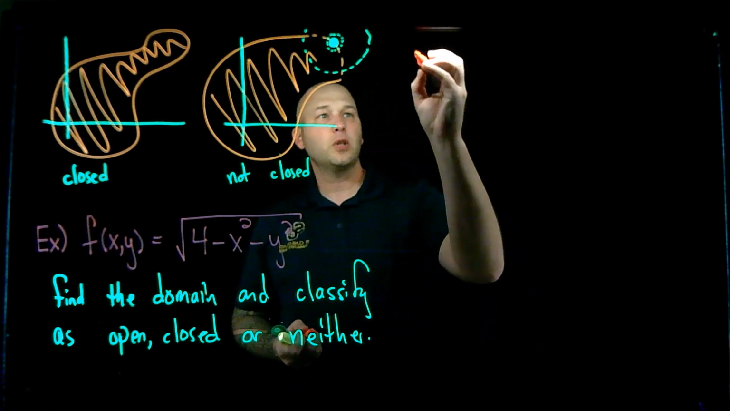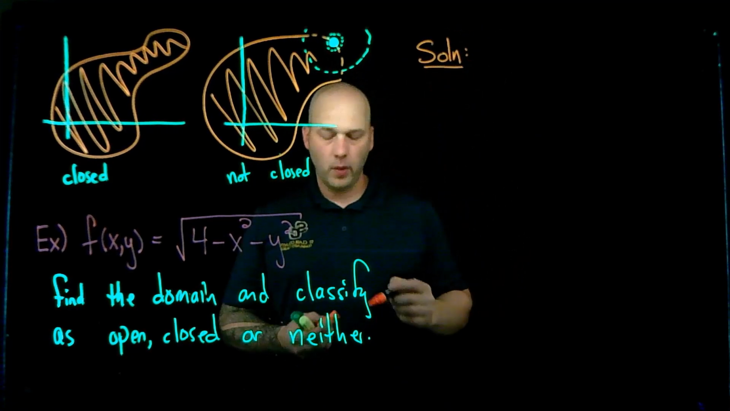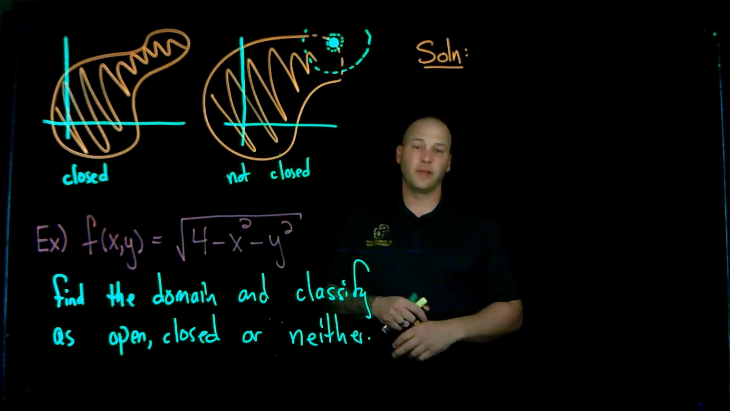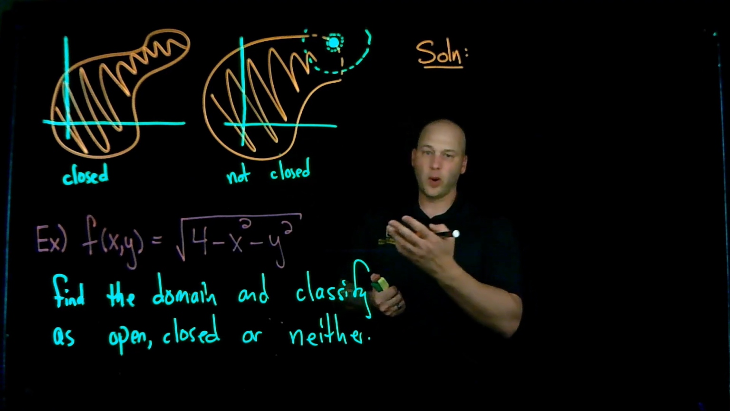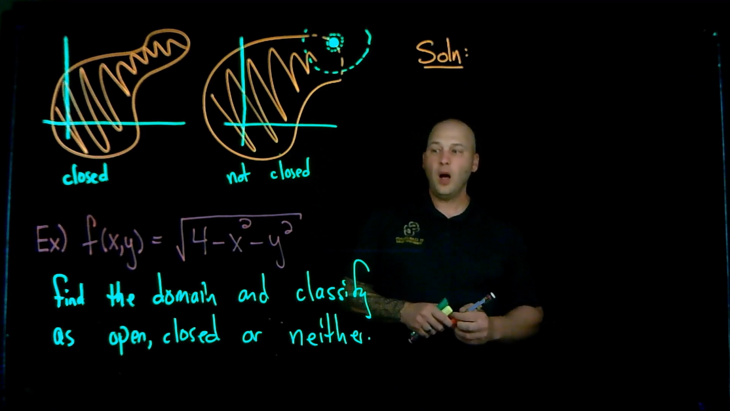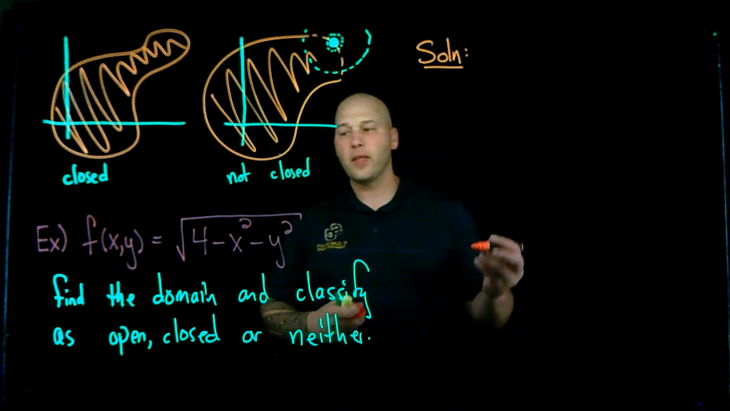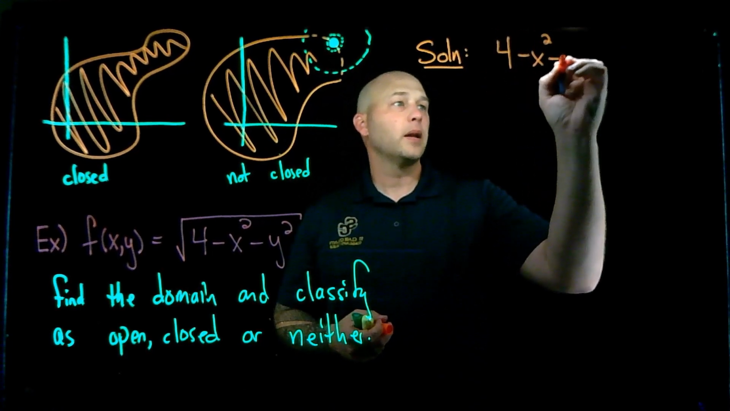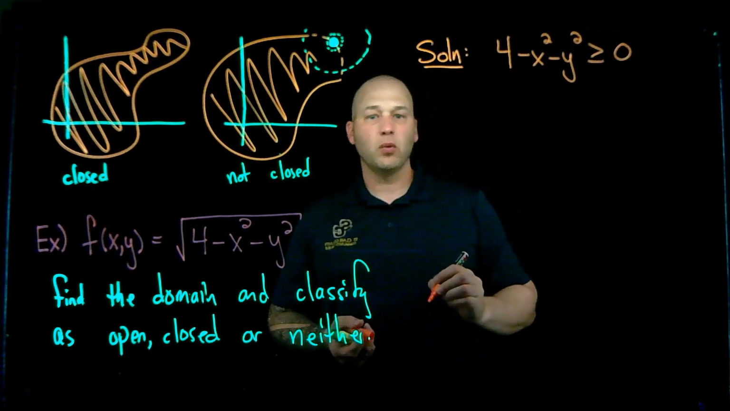So solution. Now, when we find domains of multivariable functions, remember that the restrictions are the same as for single variable functions. We can't divide by 0. We don't want any negatives under square roots. We don't want any negatives or 0 under a logarithm. So things like that. In particular, for this one, we know that the expression 4 minus x squared minus y squared has to be greater than or equal to 0.